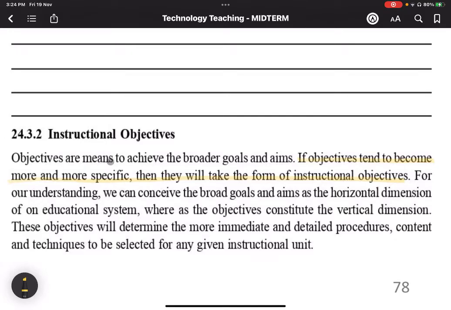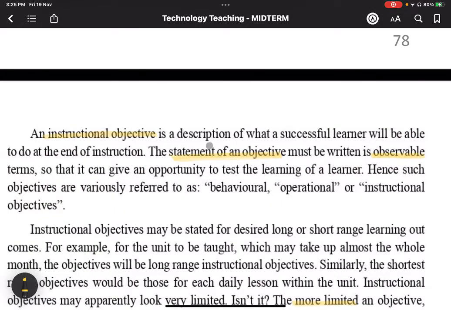Objectives are means to achieve the broader goals and aims. Objectives tend to become more and more specific, then they will take the form of instructional objectives. 'Yan. Instructional objectives is a description of what a successful learner will be able to do at the end of instruction. Katulad ng objectives natin na binasa kanina, no? At the end of our lesson. Ano 'yung dapat na magawa ng student, no?